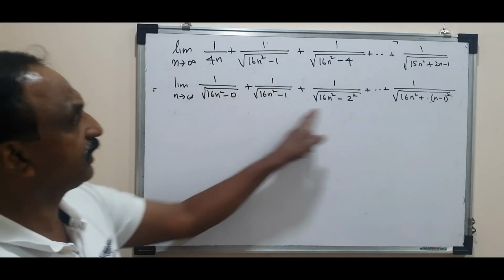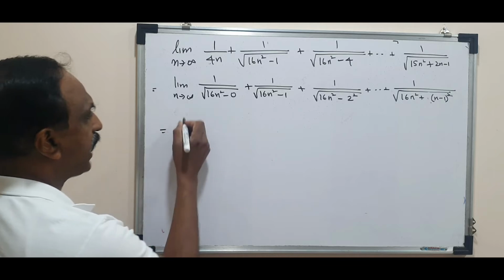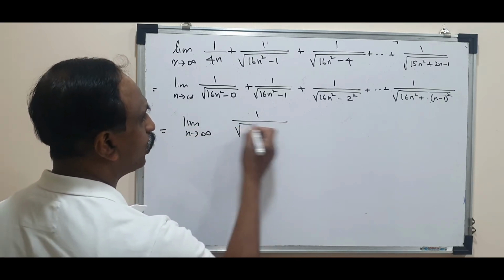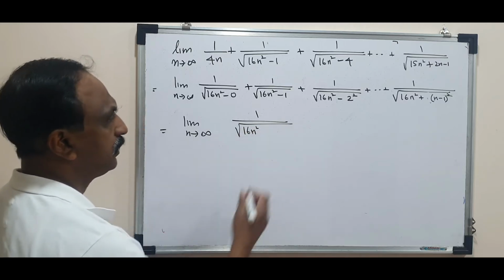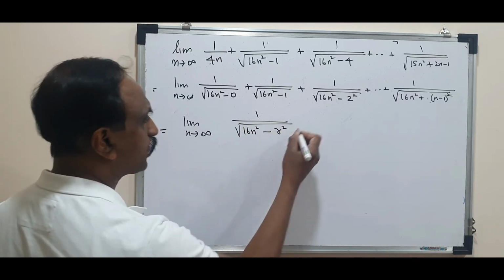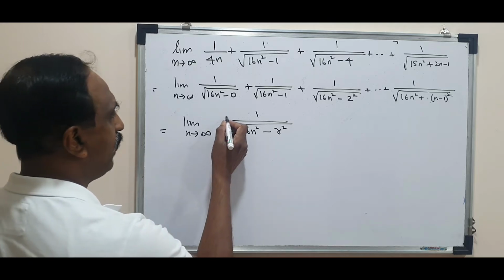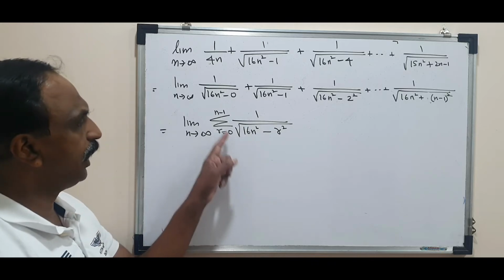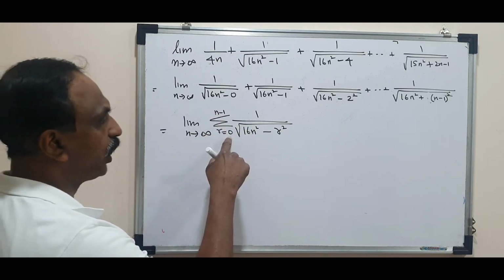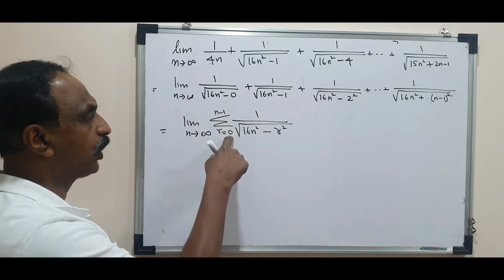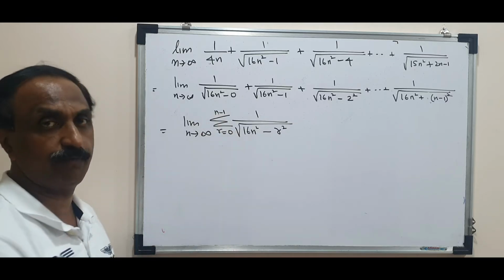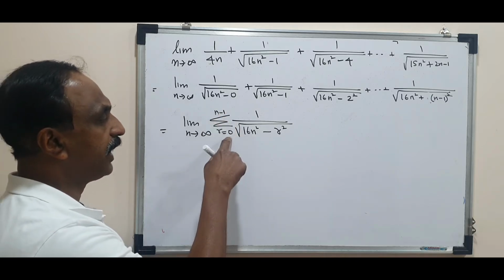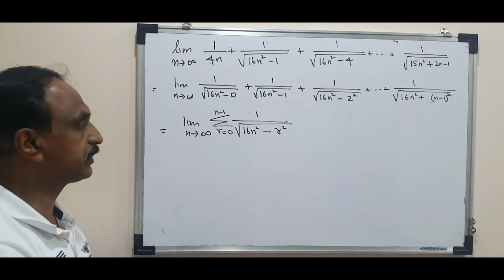So I made everything in the same format. My rth term will be 1 upon root of 16n square minus r square. So I will be writing r from 0 to n minus 1. Anyhow, there are n terms here, so it does not matter whether you start from 1 to n or 0 to n minus 1, because n is tending to infinity. We can continue the formula in the same manner. Instead of 1 to n, we write 0 to n minus 1. It doesn't make any difference.